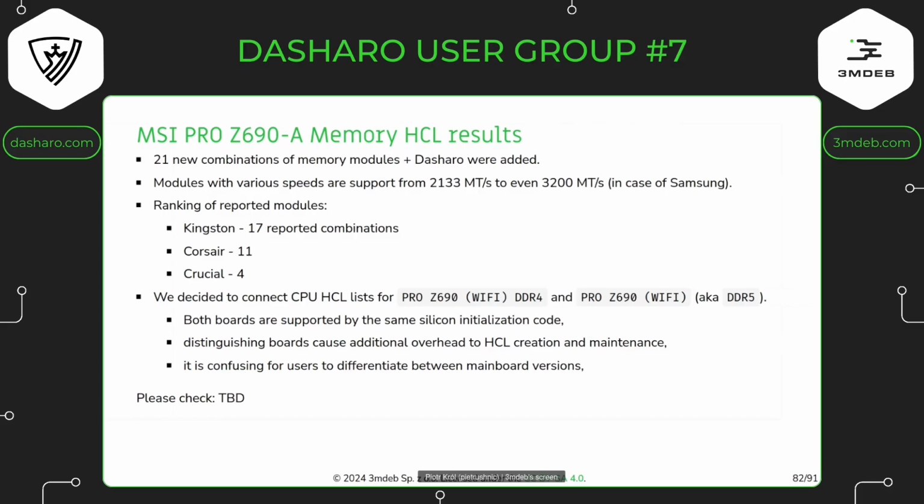So the ranking is like this: most of these modules are from Kingston, then Corsair and Crucial, and all the other ones are just one report. And there are some brands that I never heard about.